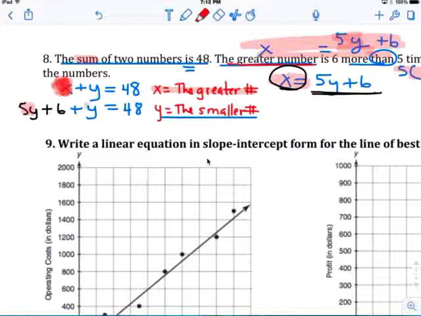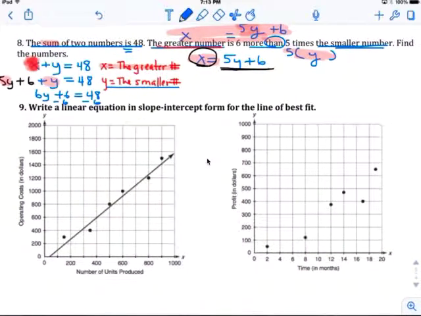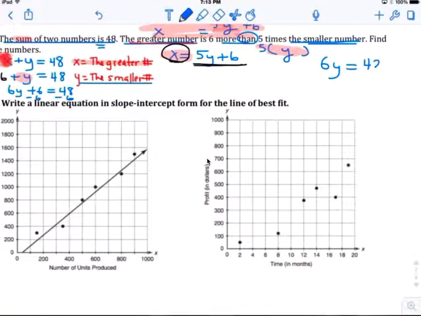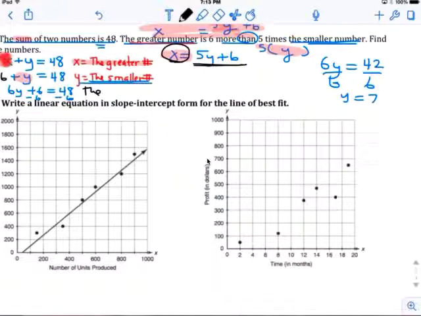Combine these that are alike. You get 6y plus 6 equals 48. You minus 6 minus 6. I'm going to do the rest of the problem here. 6y equals 42. Divide by 6, divide by 6. Y is 7. So the smaller number is 7.